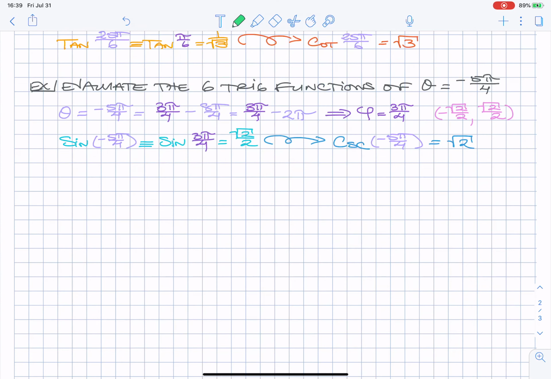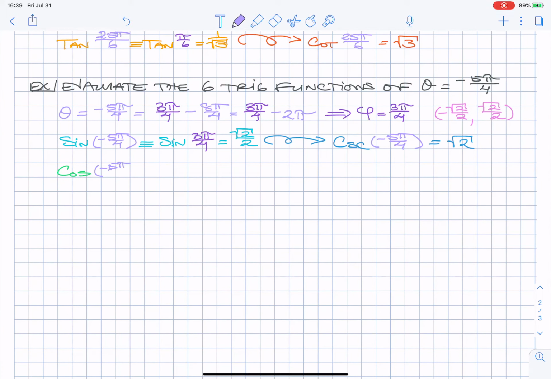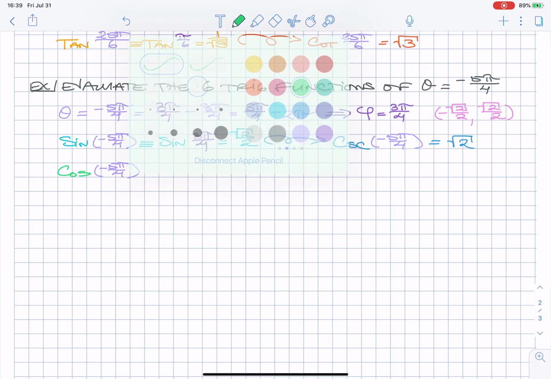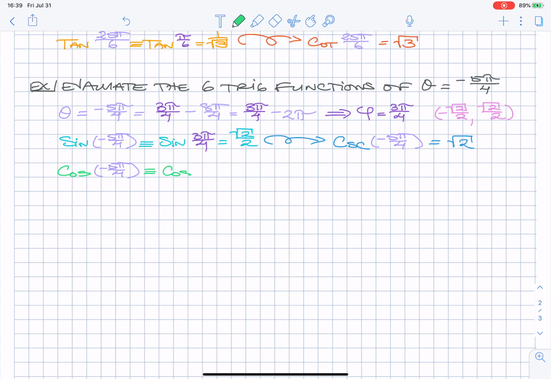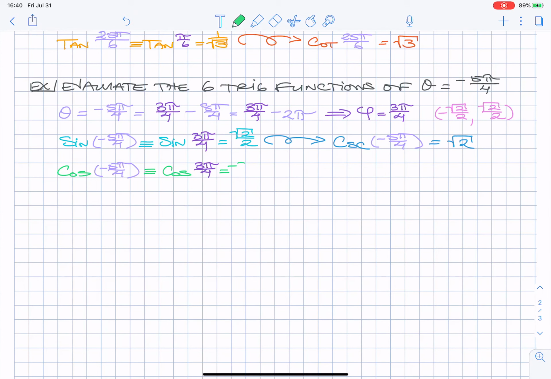Okay. Cosine of the quantity, negative 5 pi over 4. Well, that's going to be equivalent to cosine of positive 3 pi over 4, which of course is just the x-coordinate on the unit circle, so that's negative root 2 over 2. So the reciprocal, secant of the quantity, negative 5 pi over 4. Well, I'm going to flip cosine upside down, so negative root 2.